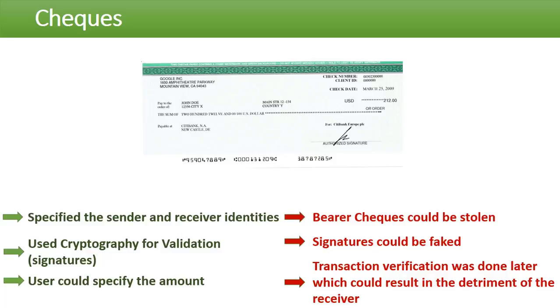Maybe the sender had the amount at the time of transaction, but not at the time of clearing the check. Or the sender never had that kind of money. This would make the entire transaction void. However, the sender has the goods with him. So this worked to the detriment of the receiver. And this was the biggest problem. We needed a more secure and faster way of transacting. So the check was secure in many ways, but it really wasn't fast, and this made it very inefficient.